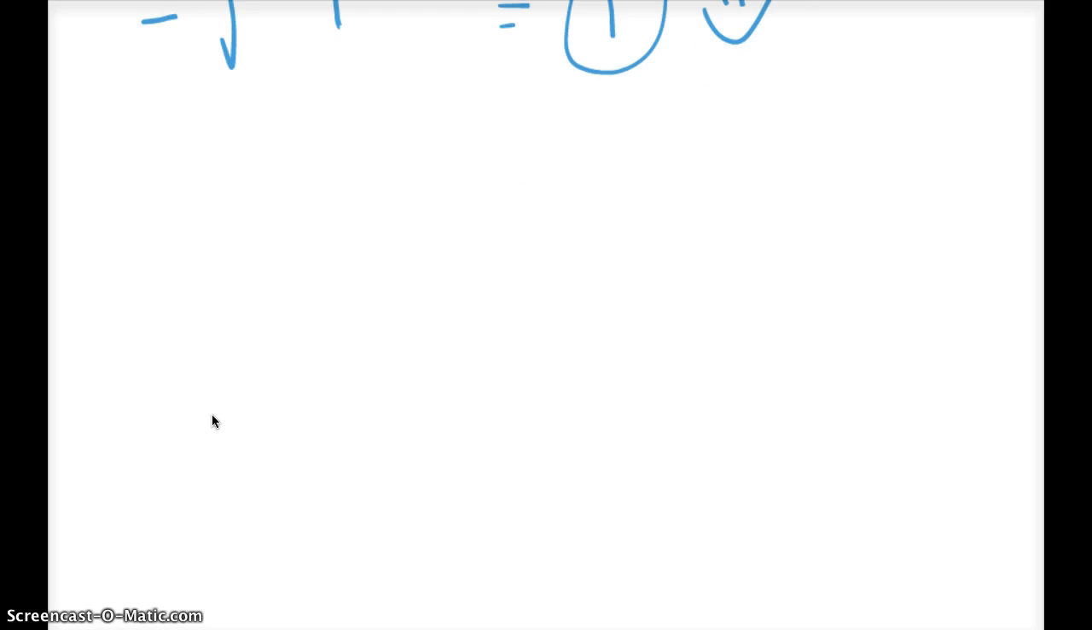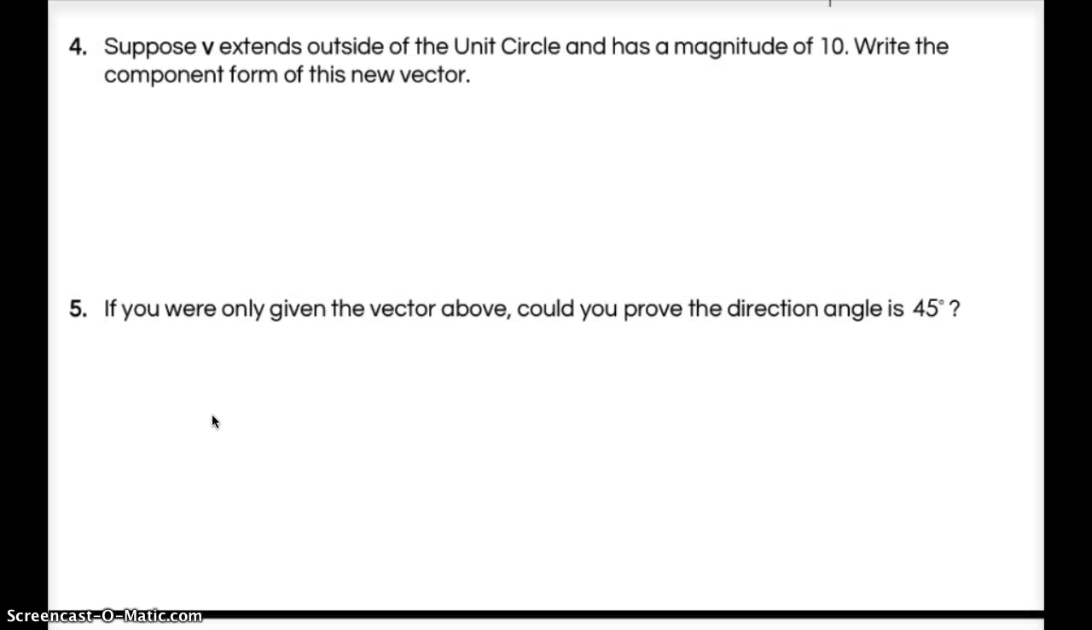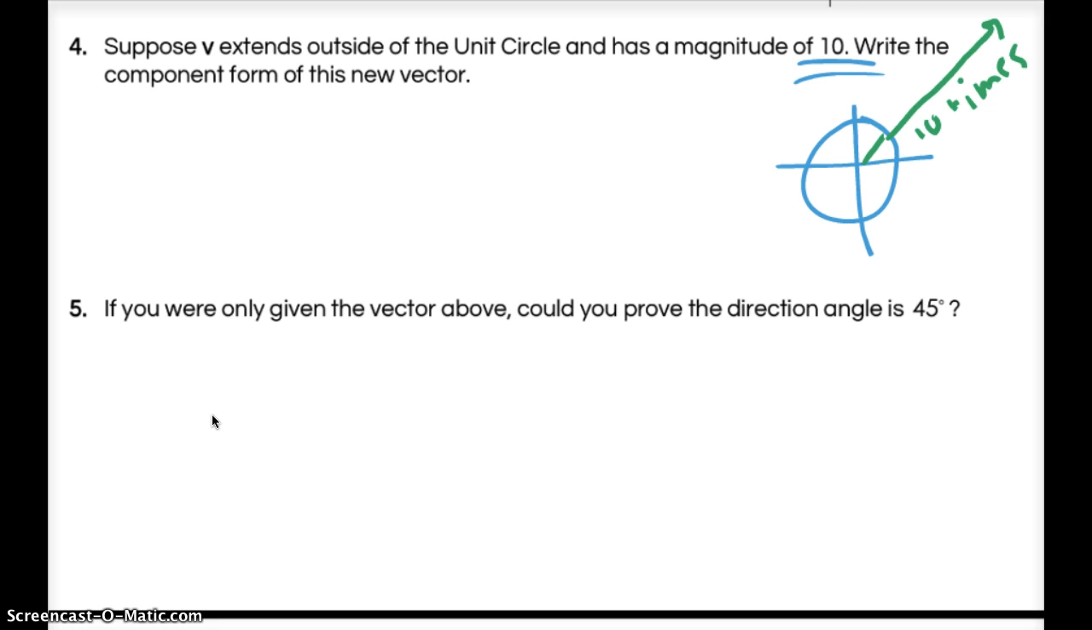Now yesterday, let me go on to the next page. Oh, I'm sorry, before we go to yesterday, let's suppose that our vector gets super long and extends outside of the unit circle. Instead of having a magnitude of 1, it has a magnitude of 10. If I'm thinking about my unit circle and my vector having a magnitude of 1, I would want this vector to be 10 times bigger because I want it to have a magnitude of 10. Well, that means my vector is also going to be 10 times the size.